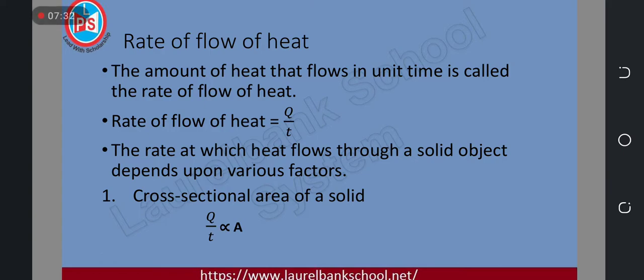So the first factor affecting the rate of flow of heat that we are going to discuss is the cross-sectional area of a solid. The larger the cross-sectional area, the greater will be the rate of flow of heat. So rate of flow of heat is directly proportional to the area.